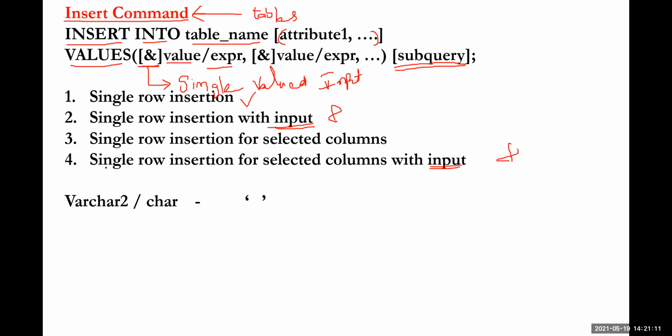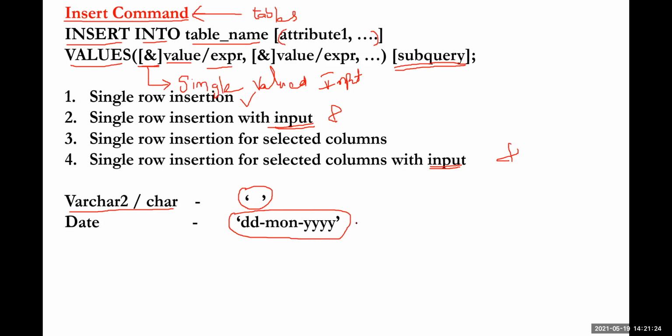Where the data types of the columns are varchar2 or character, you must enclose them within single quotes. And for a date, you must enclose it within single quotes in this particular format: dd-mon-yy. Either a two-digit year value or a 4-digit year value doesn't matter. Let us see how the data can be introduced and all these formats.